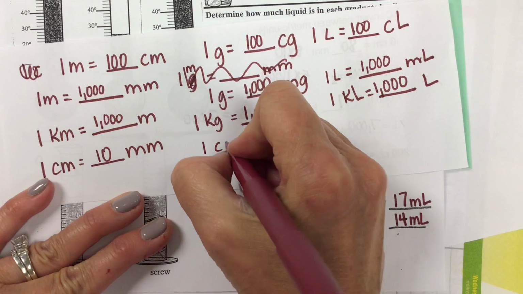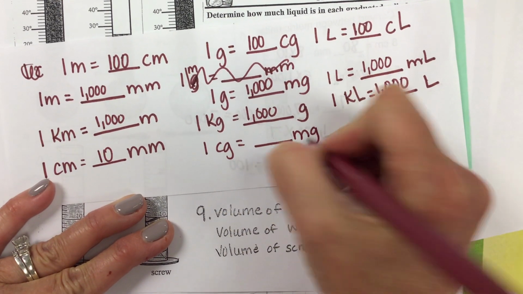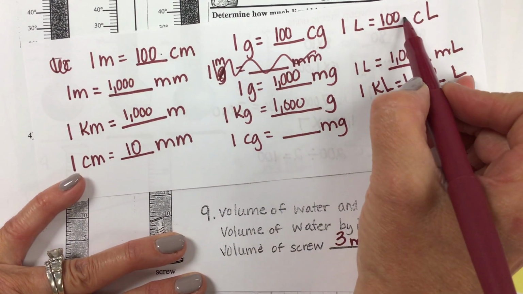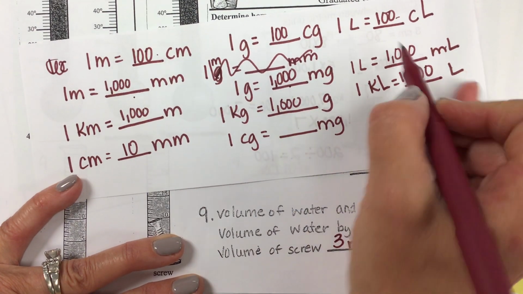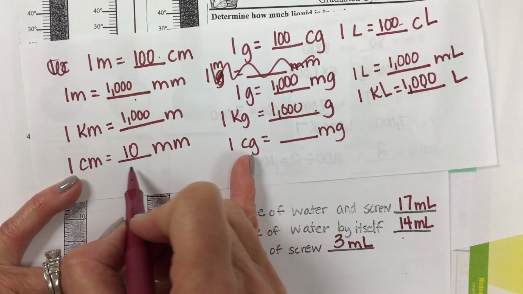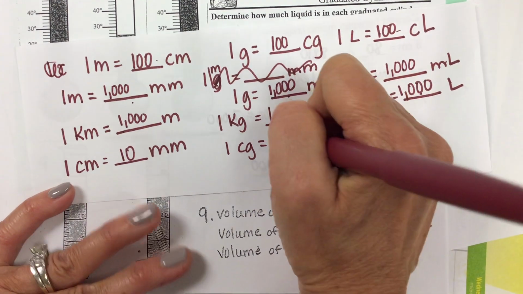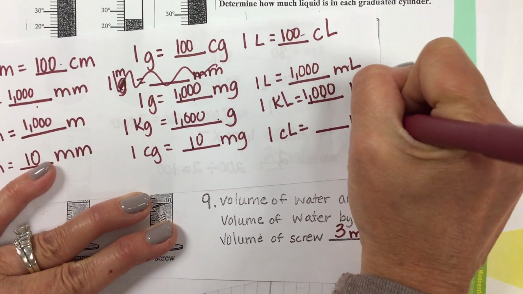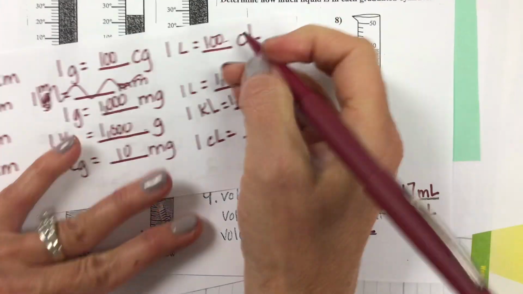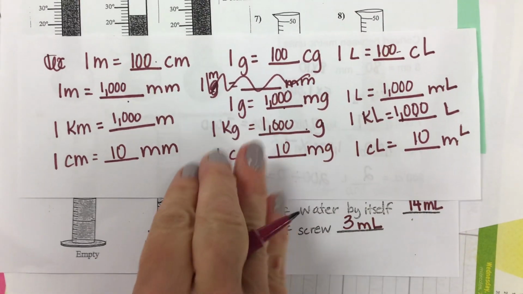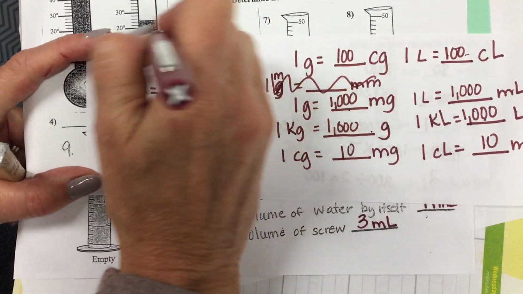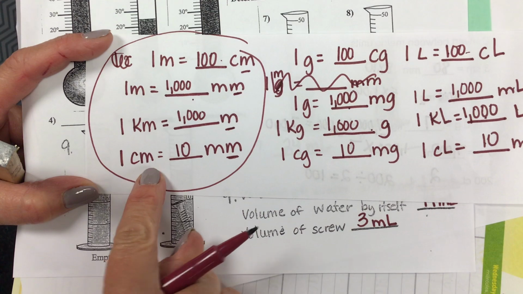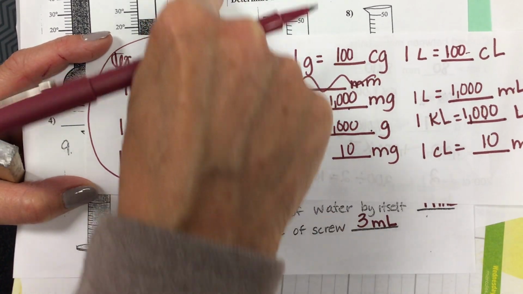Okay? 1 centigram is how many milligrams? 1,000. Guys, look. It's 100, 100, 100. 1,000, 1,000, 1,000. What do you think that should be? 10. Okay, and then 1 centiliter is how many milliliters? 10. Okay, you have to know these. You really only need to memorize these. And then remember, it doesn't matter what this letter is. It could be M, it could be G, or it could be L, and the conversion is the same.